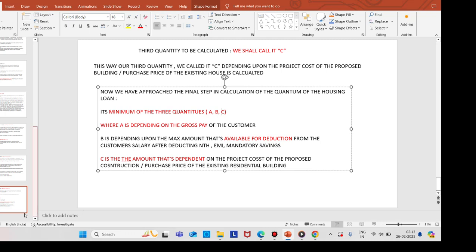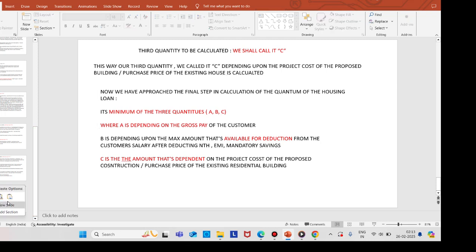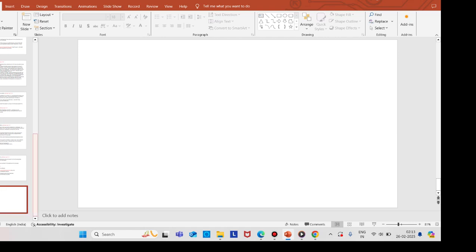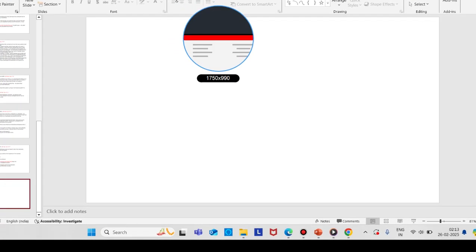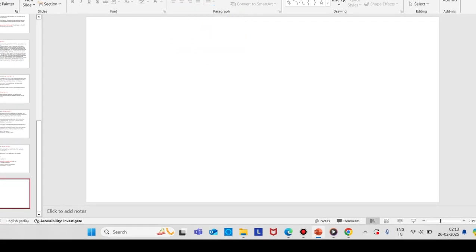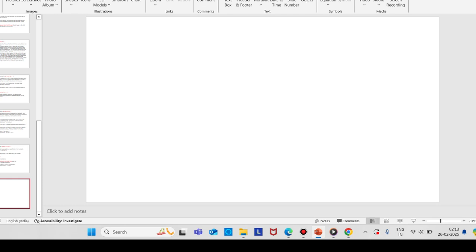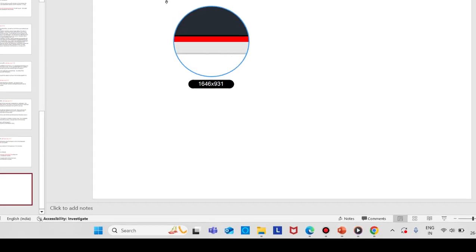So this way we are arriving at the maximum amount of loan that can be given to a customer depending upon his salary and also the cost of the project for which he is taking the loan. The project in the sense here, the construction of the house. So this is regarding the maximum amount of loan that can be given to a customer.